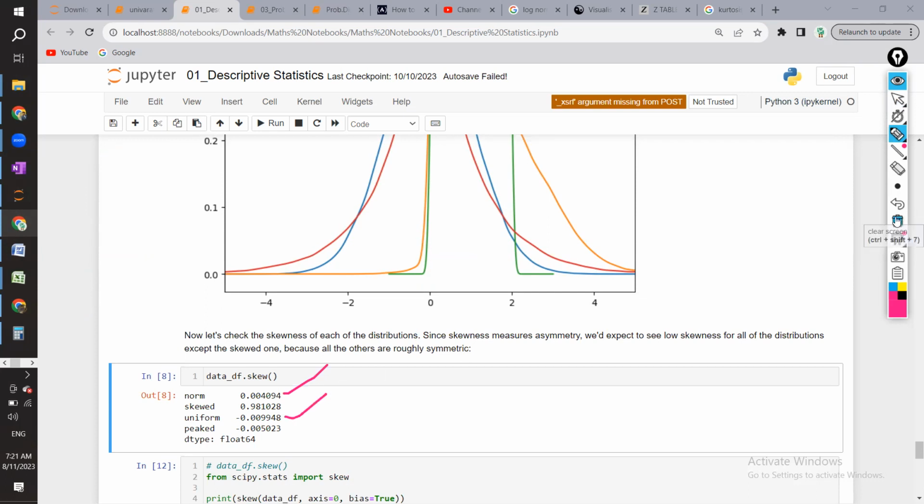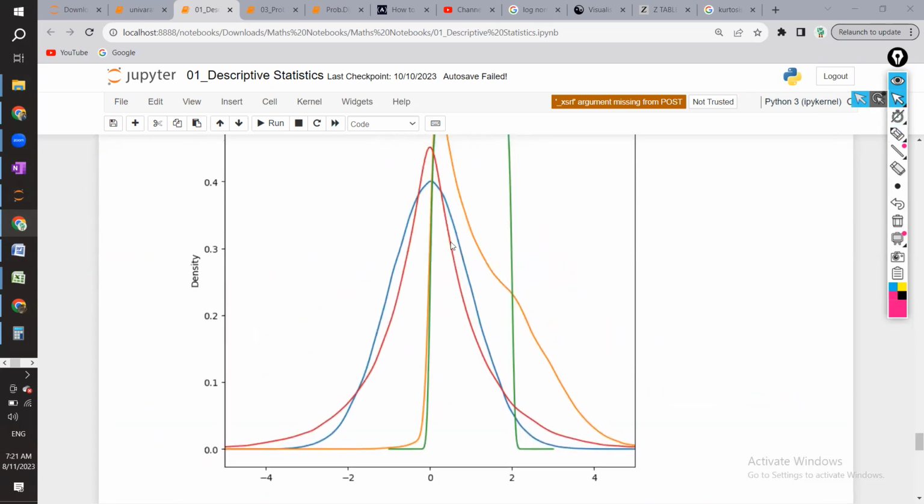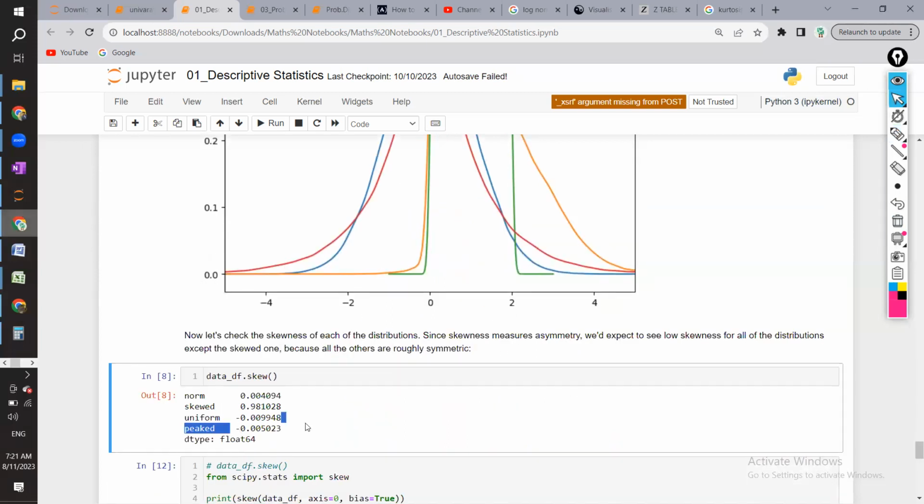Now if you see the peaked distribution, that is also 0. Why? Because even though it is peaked, the pink color, if you cut it into two, forget about the tails. We don't care about tails in the skewness. We only care about the left side and the right side portions. When you cut it in half, the left side portion is exactly equal to the right side portion. Agree? So there is no skewness, which is why it is also 0 for the peaked.